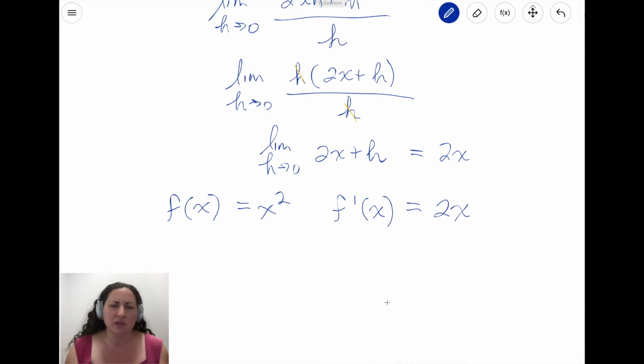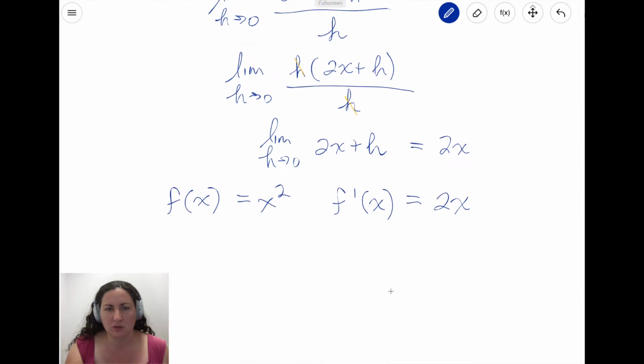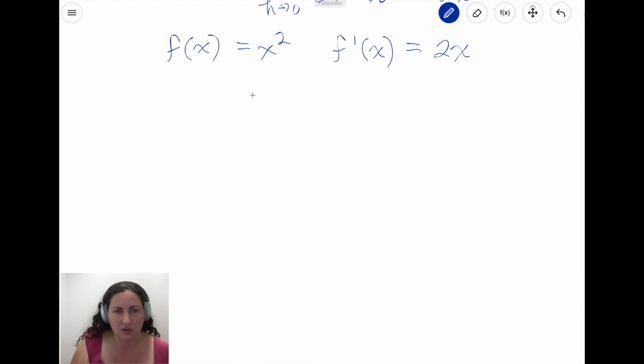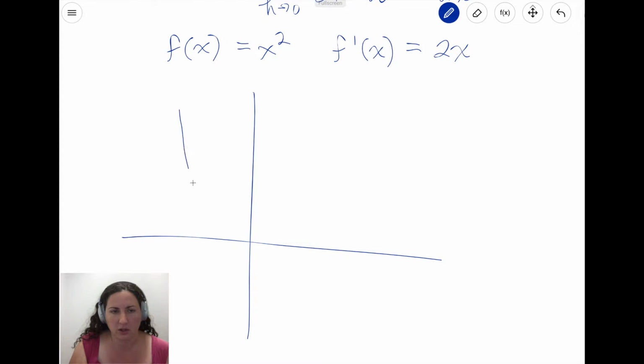So what does that really mean? That means that this derivative formula is giving us a formula for the slope of the tangent line to the function x squared for any point x. So maybe just to illustrate that quickly here, why don't we draw in the function x squared?